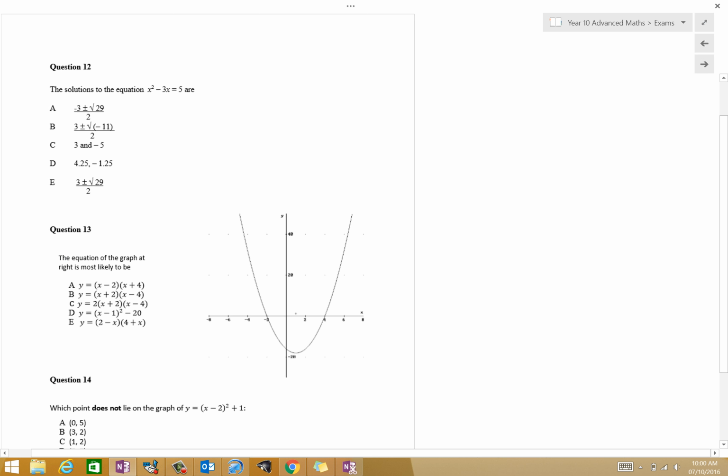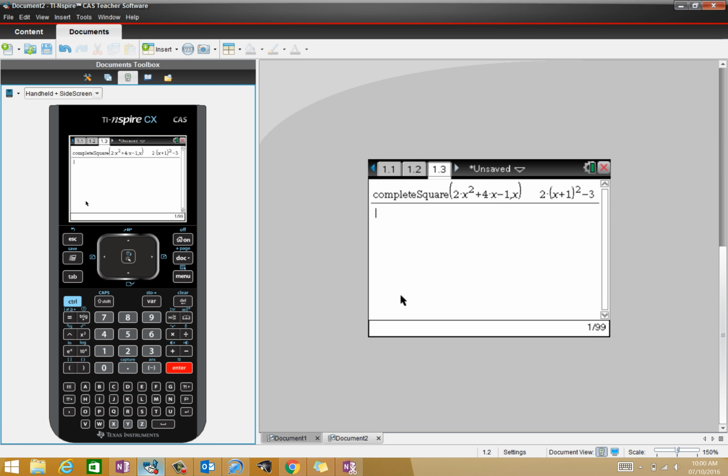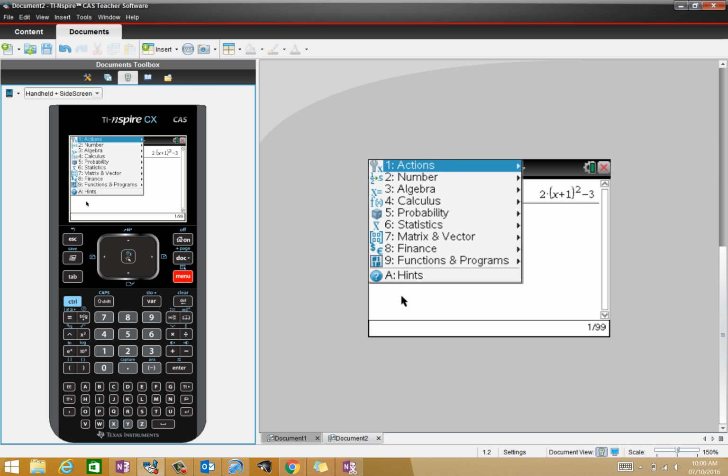Not going to dwell on that one too much. Solutions to the equation x squared minus 3x equals 5. You shouldn't be doing this by hand. You should be doing this using your CAS. Like complete the square, instead of menu 3, 5, it's menu 3, 1 for solve.